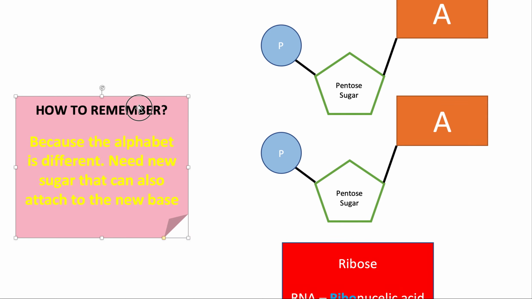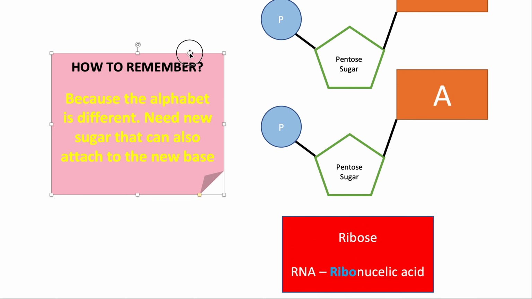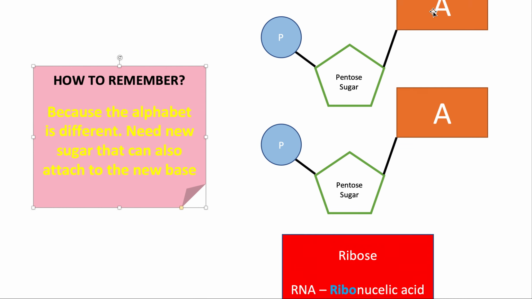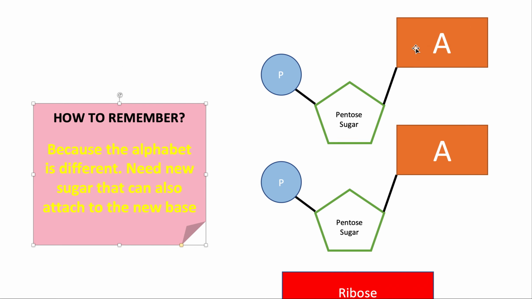Now I'm coming back to that point of why the bases are different. Why is there a mistake in the copying? An easy way to remember that the letters are different between RNA and DNA is that there's a small bonding that happens here between the base and the sugar. Now, because there are different bases in RNA, 3 are the same, but 1 is different. If we use the same sugar, it won't be able to bind to that different base. So you need that different alphabet letter.